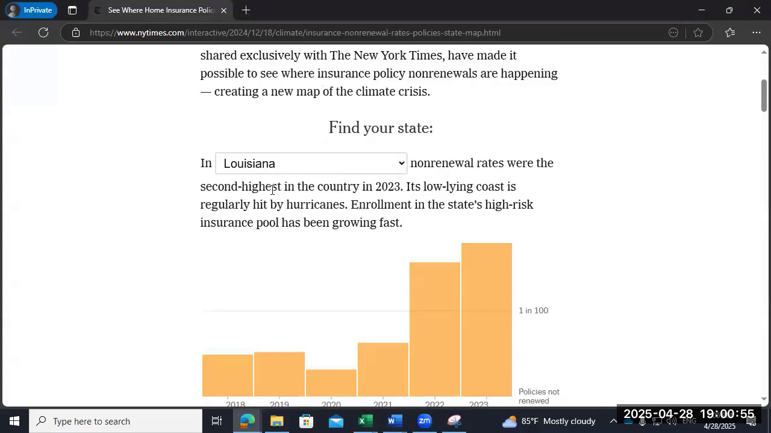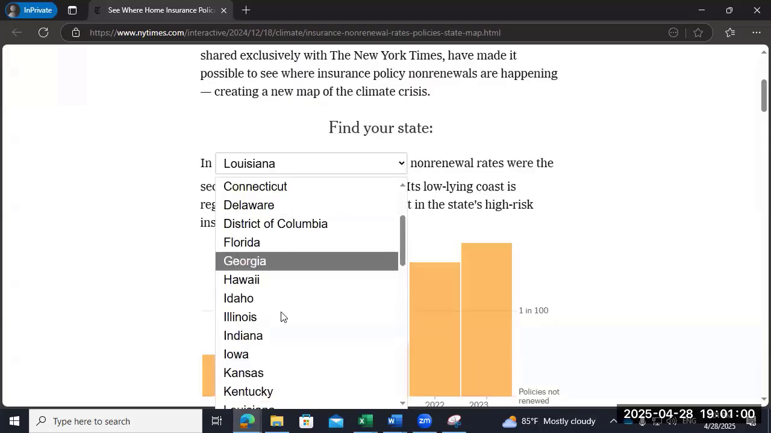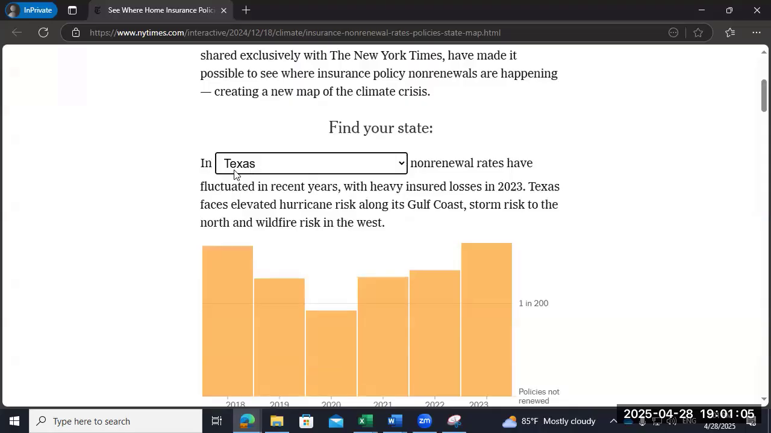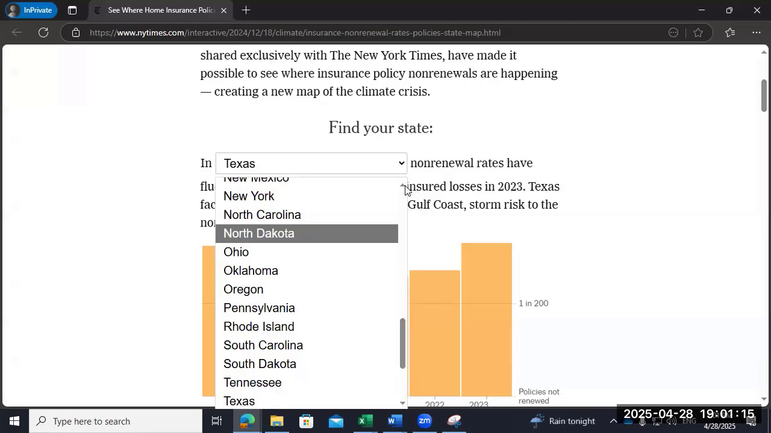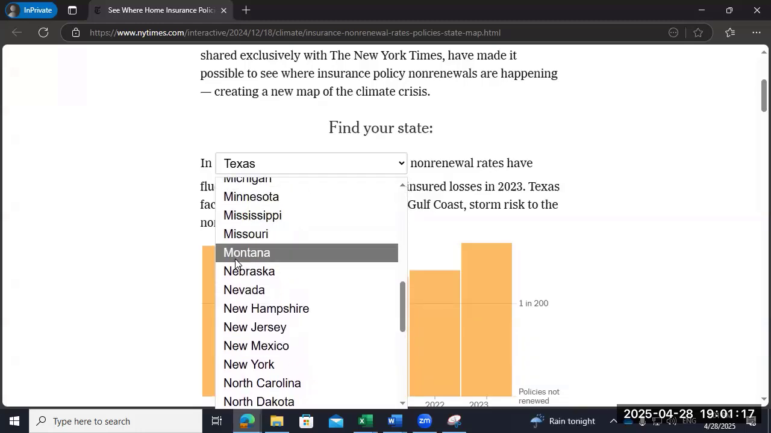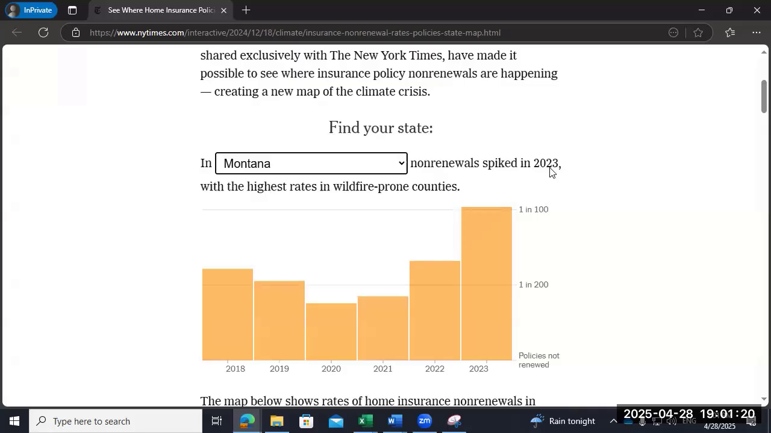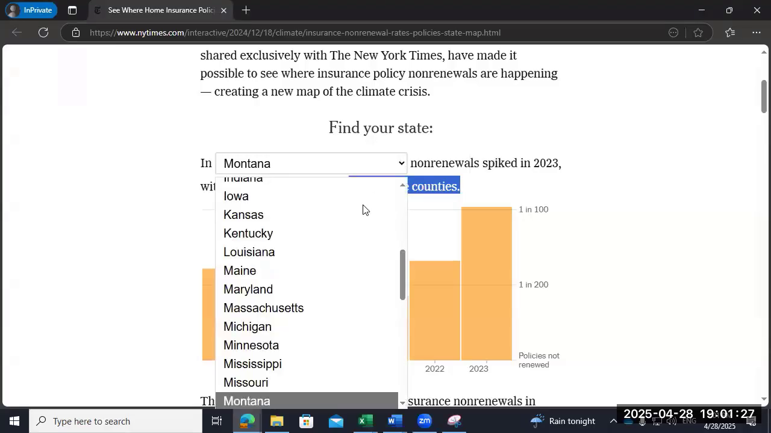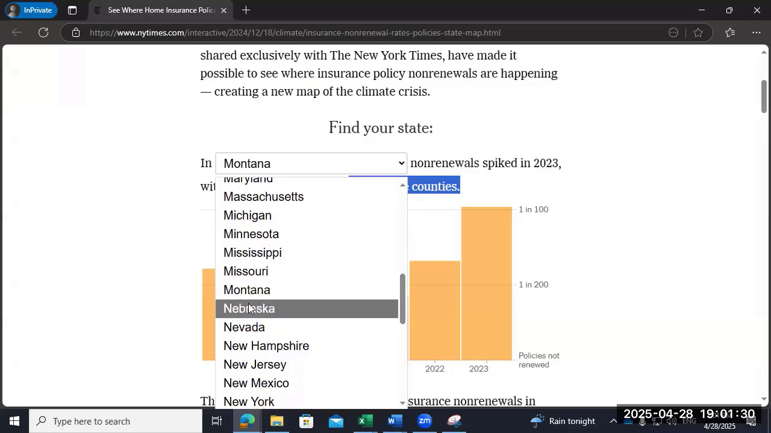So renewal rates were second highest in the country in 2023. The low-lying coast rate. So they give you a specific article. I mean, it's pretty amazing on a website. You change the state and it tells you Texas faces elevated hurricane risk along its Gulf Coast, storm risks. You do a state that is not known for insurance rates being high, like Montana, because there's not many houses there. But even then, they spiked with the highest rates in wildfire. I don't know if I can think of a state that wouldn't be an issue. Maybe Nebraska. Nebraska probably has some wildfires.